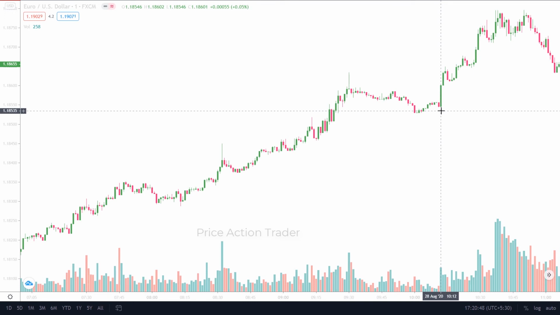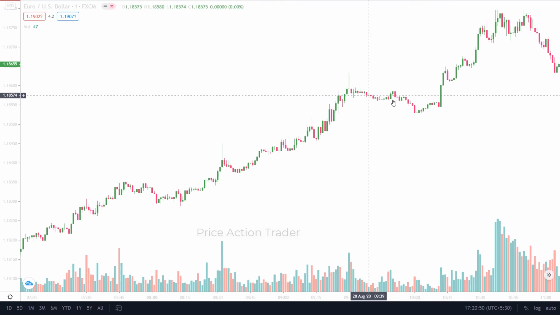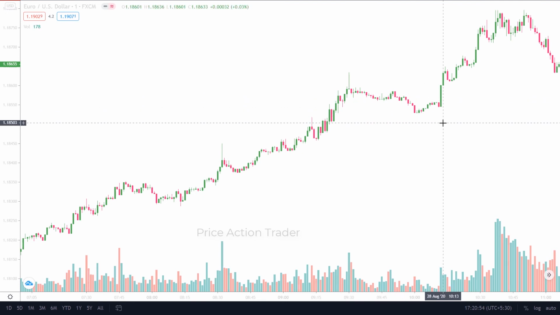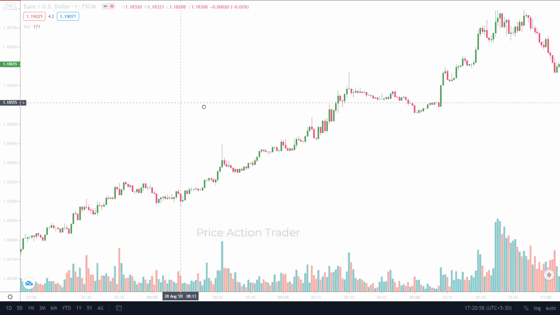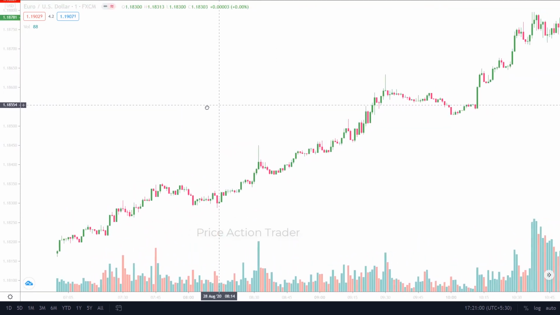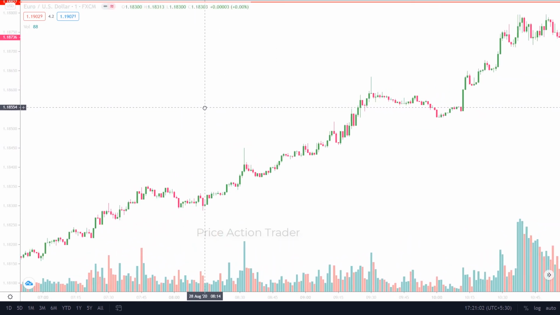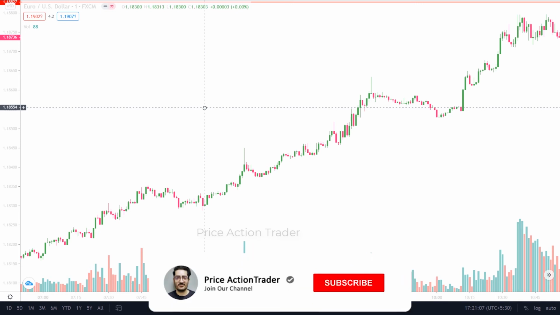If you are talking in terms of days, it will be down for like 30 days. If you are talking in terms of hours, it will be down for 30 hours, or whatever the time frame you are using. So this is one of the ways of using candlestick psychology and volume. Now let's combine the moving average.